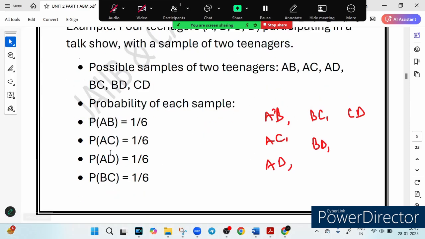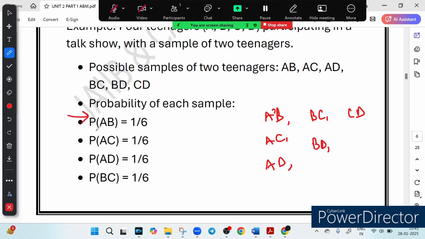You know the formula of probability. This P means probability. Whenever you see this P written, it means probability. What is the formula of probability? That means number of favorable outcomes upon total number of outcomes, isn't it? This is the formula of probability.